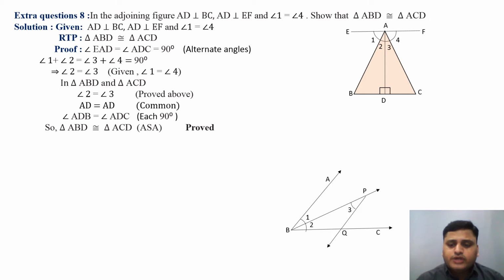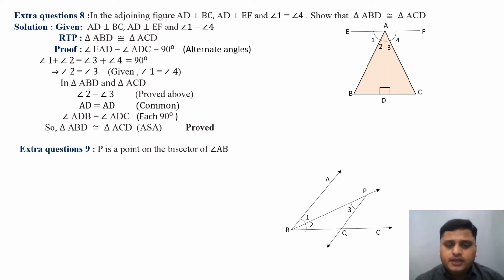Now you can see another figure. In this figure also so many things are given. This is another extra question that we are going to discuss. Let's see what was given in this question. This is extra question number 9, in which P is a point on the bisector of angle ABC.